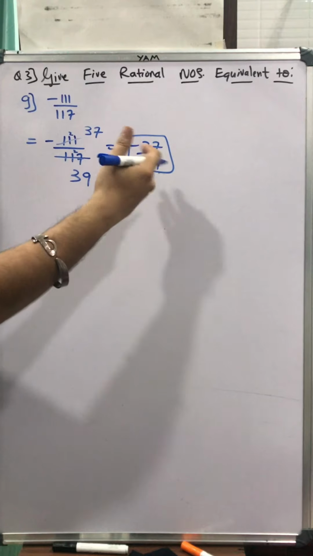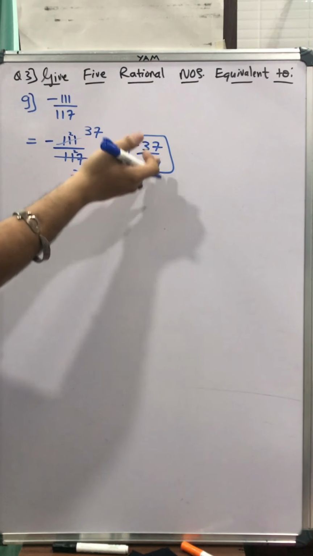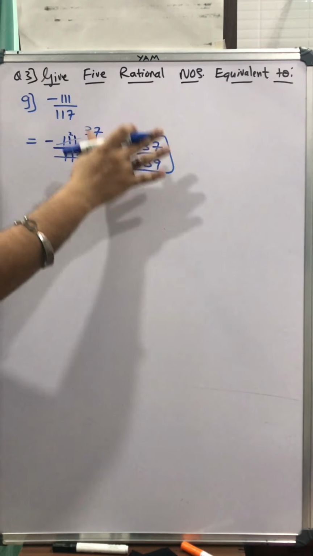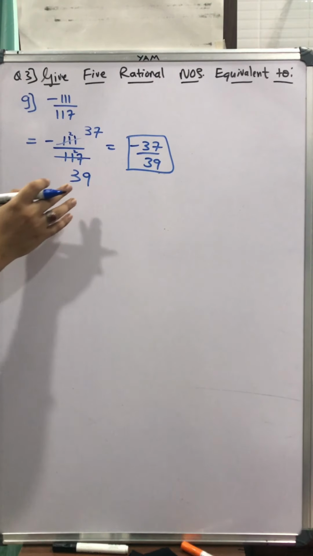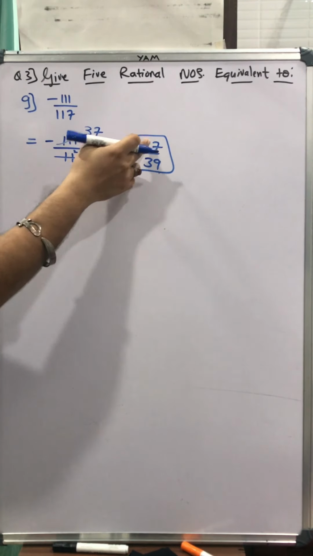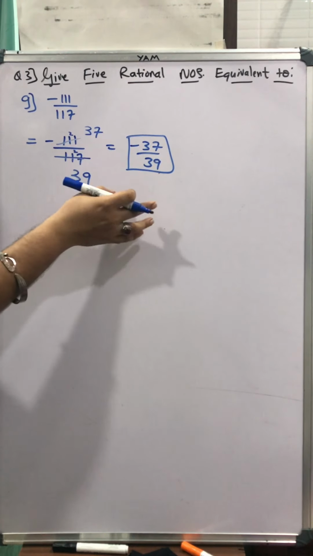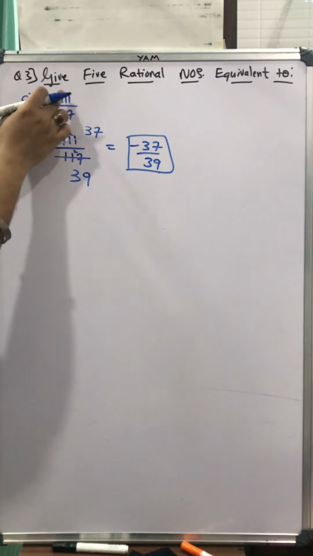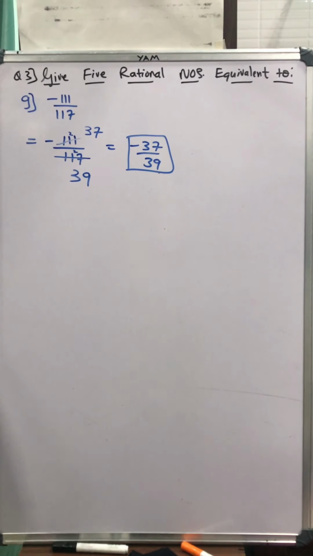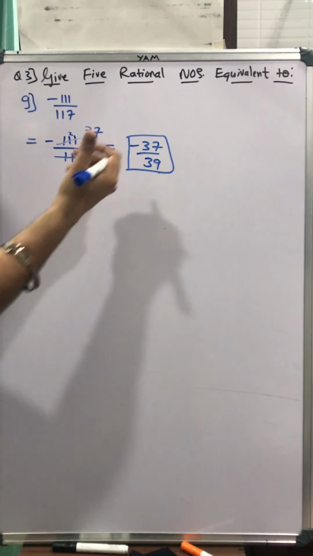And I cannot reduce it further. This is the least that I can do. The reduced form, I will say. 37 itself is a prime number, so I cannot reduce it further. So minus 37 upon 39 is the reduced form of minus 111 upon 117. So our first step is to get the reduced form.